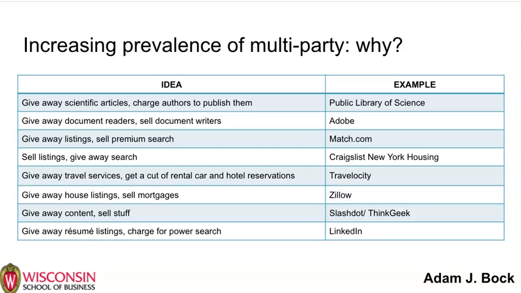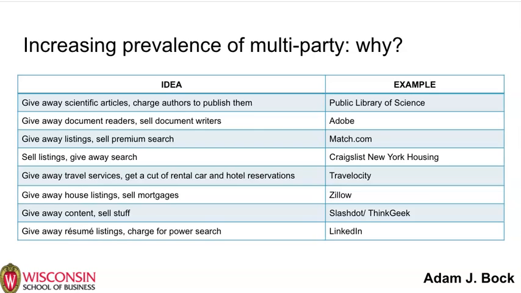Multi-party revenue models have become much more popular in the last 10 years or so. And I've provided, this is from your textbook, a table that walks through some examples. You might want to think to yourself, why have these multi-party revenue models become so much more prevalent, even in the context of non-leading edge technology companies, right? Some of these organizations are obviously relatively leading edge, some of them not quite so much.